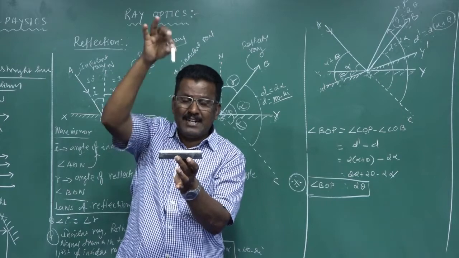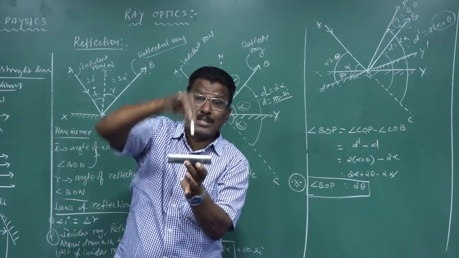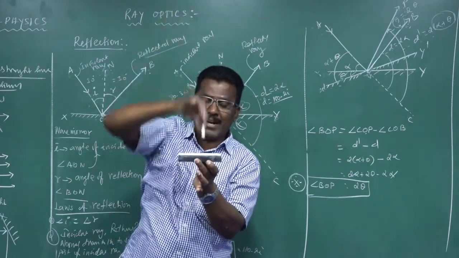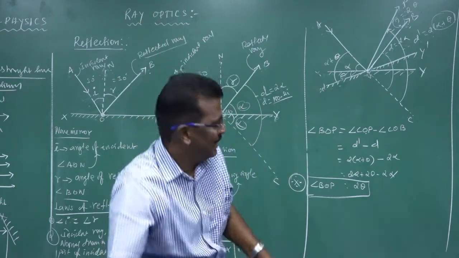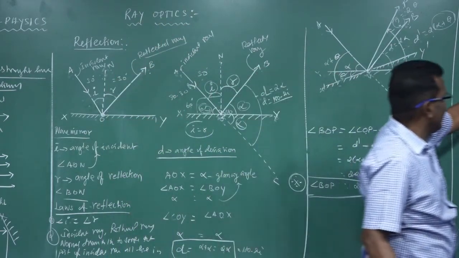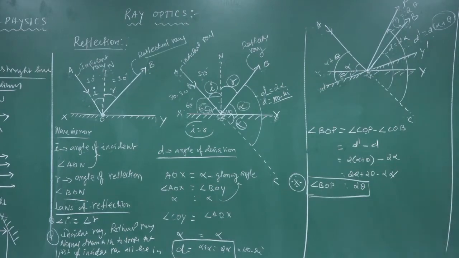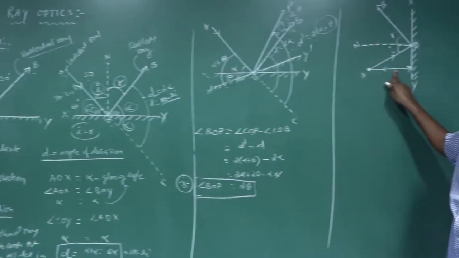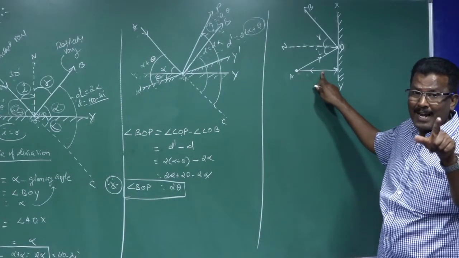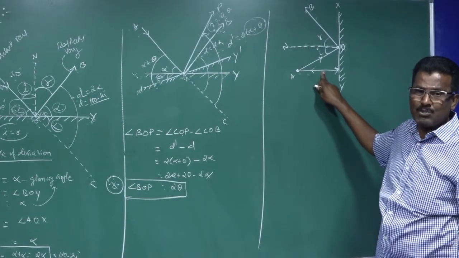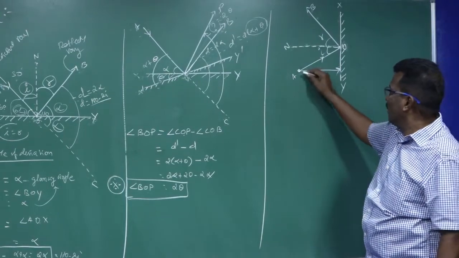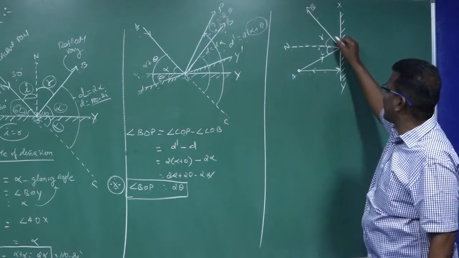If light is incident normally, it returns back to the same medium, retracing the original path. There is no change, no reflection at all. The angle between the incident ray and the reflected ray is 0. I and R are equal to 0. There is no angle. One ray is incident at a point O and reflected back.